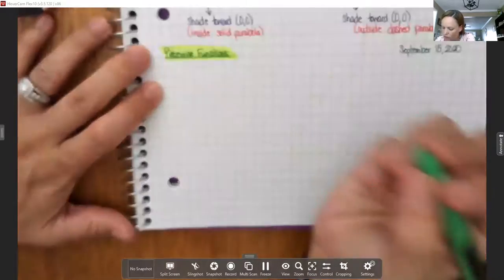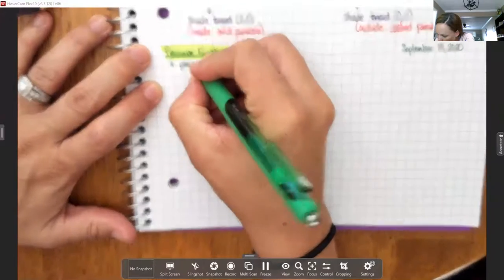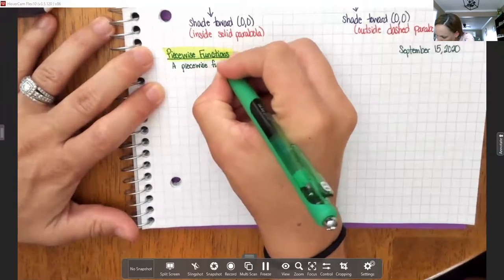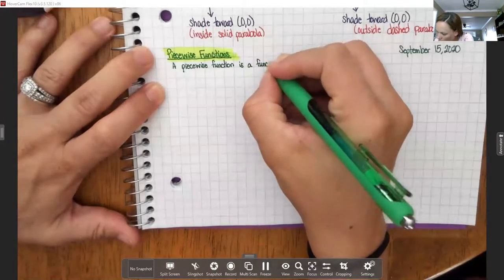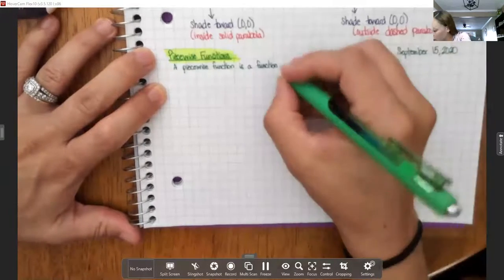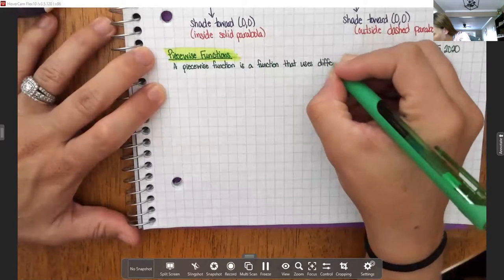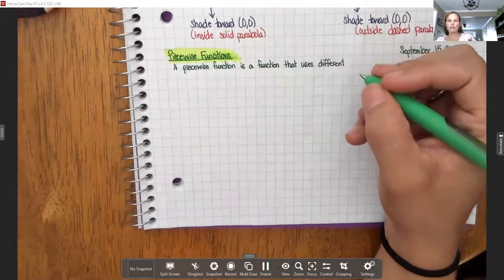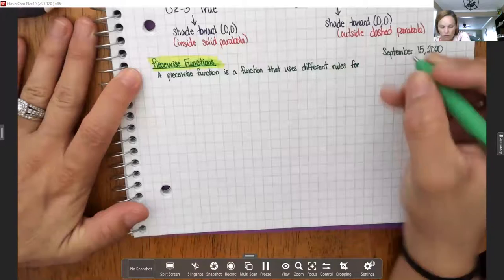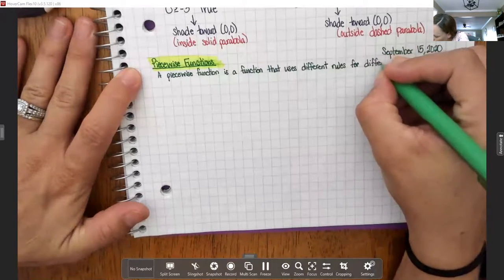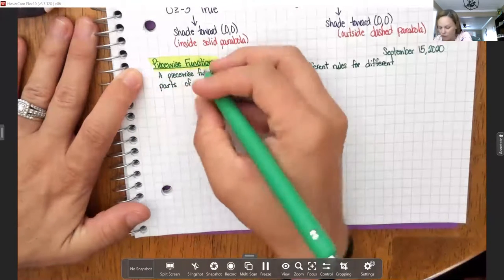All right, so. A piecewise function is a function that uses, excuse me, different rules for different parts of its domain.